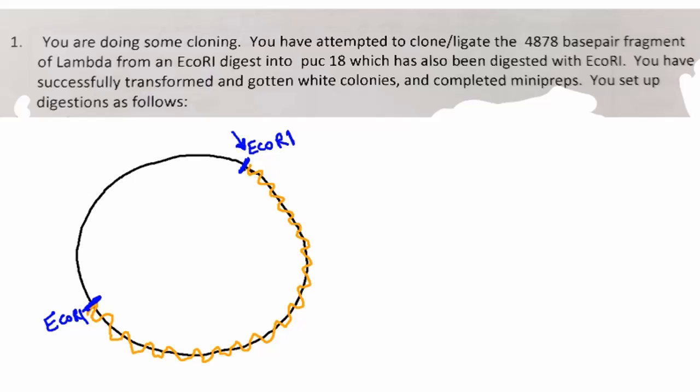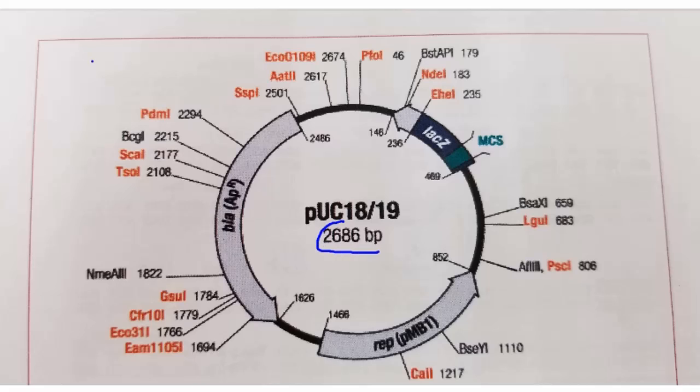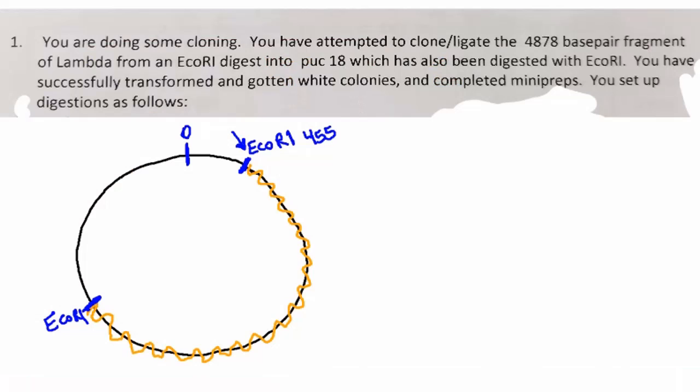And remember, we looked up the multiple cloning site on the pUC, and the EcoRI ends right about 455. So this is at about 455 base pairs. So if you imagine this at 0, 455 is going to be right there. Now that's going to be the EcoRI site for the pUC. And remember, this pUC was 2686 base pairs long. So from this EcoRI site to this EcoRI site is going to be the pUC, and that's going to be 2686 base pairs.